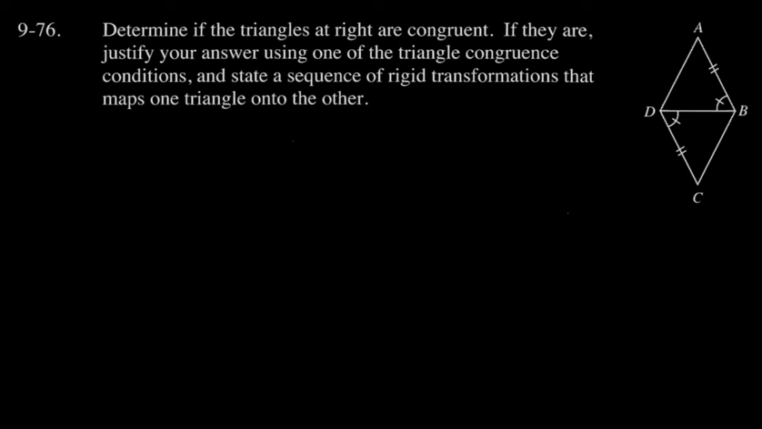Question 76 says determine if the triangles at right are congruent. If they are, justify your answer by using one of the triangle congruence conditions and state a sequence of rigid transformations that would map one triangle onto the other.